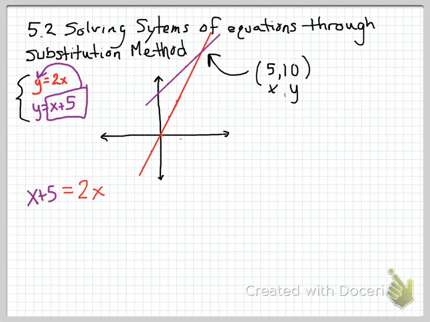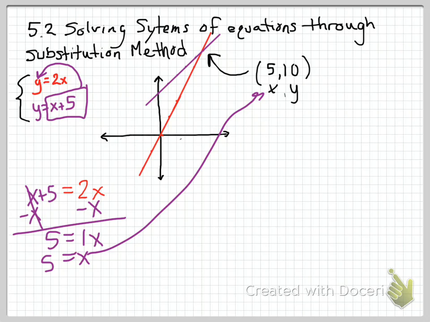You don't know how to solve an equation with two variables in it, but you do know how to solve an equation with one variable in it. So now I can go ahead and solve this equation, and I can pull all my x's over to one side of the equation, and I can get x equals 5, which is what was up here. I knew x was 5, but I wouldn't have known that if I hadn't graphed it.